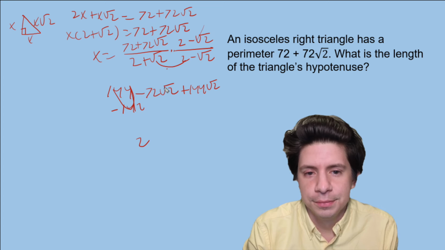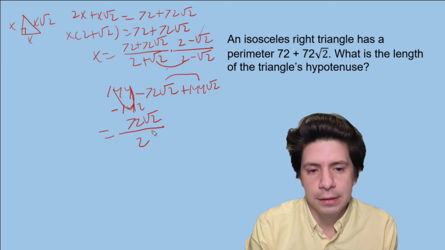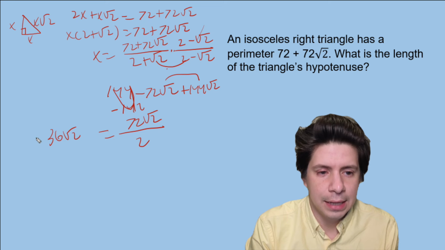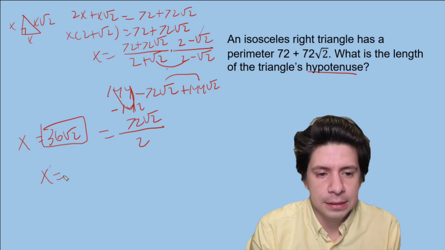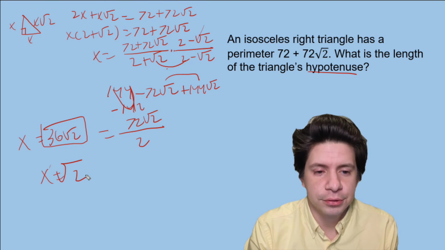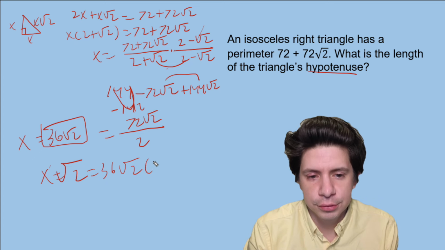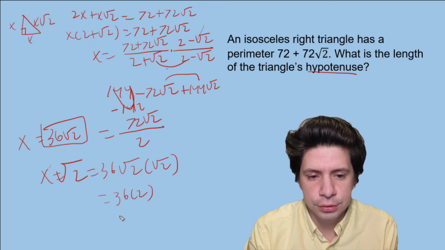So these partly cancel, and you're going to get on top 72 root 2, which you divide by the 2, and you're going to get 36 root 2. That equals x. And we're looking for the hypotenuse, so we're going to multiply x by root 2. So x root 2 is going to be 36 root 2 times root 2, and that equals 36 times 2, which equals 72.